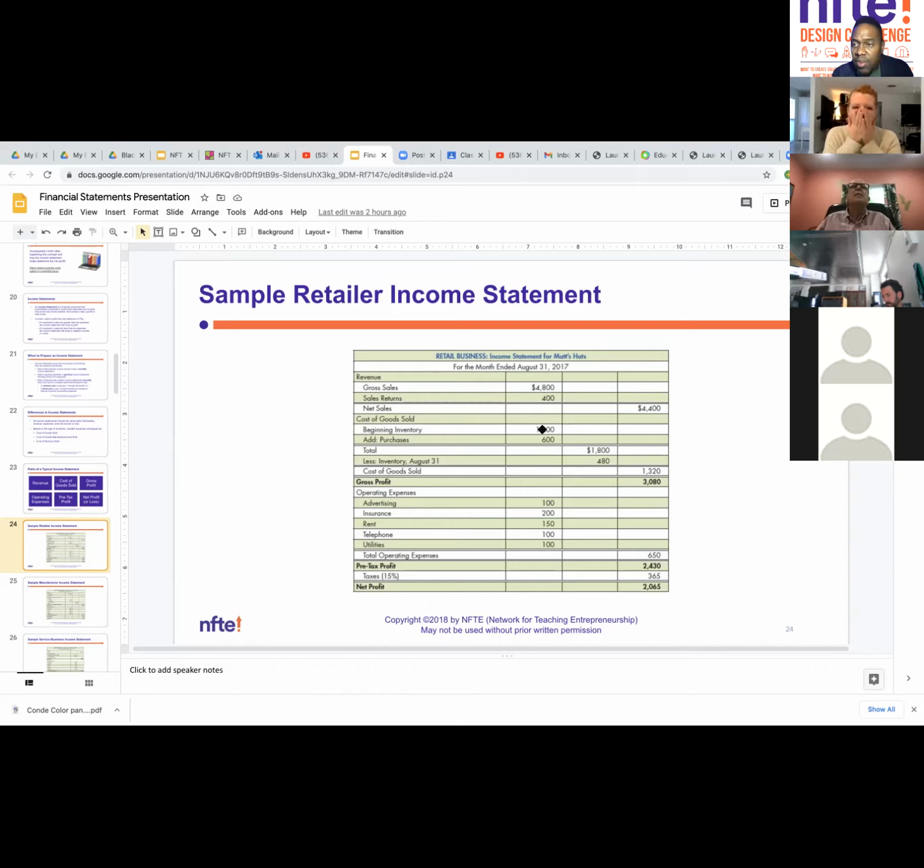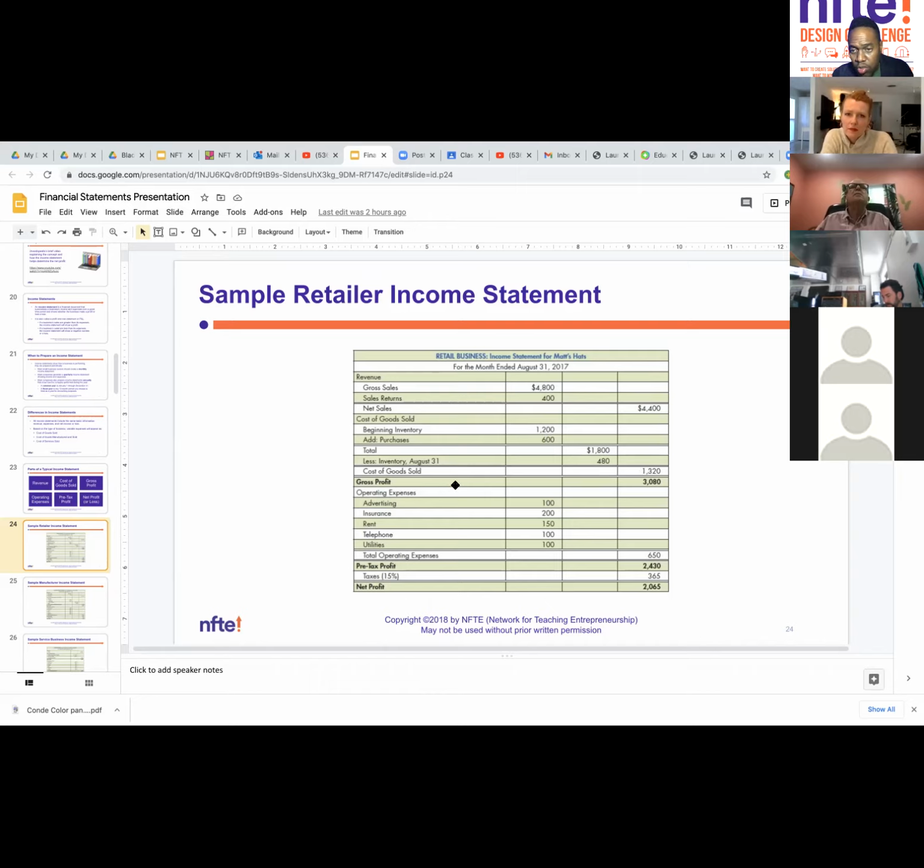You have beginning inventory. Inventory is also money. Even if you have not sold the unit, it's still money that can be added in your inventory. And then here it is. You have your cost of goods sold. So what they did was add the products, and then this product comes up to this amount right here.